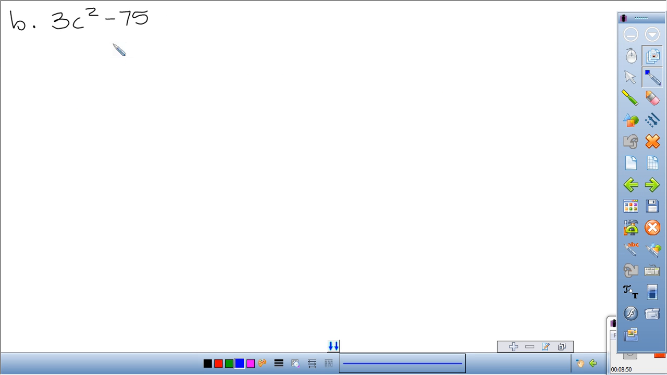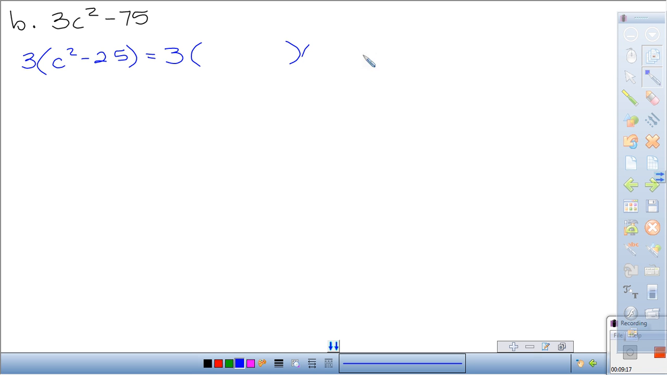Let's look at B. Again, we see with B, this is not the difference of two squares because 3 is not a perfect square and 75 is not a perfect square. But we can make it the difference of two squares by pulling out that common factor of 3. So I'm going to pull out a 3. 3 times c squared is 3c squared. 3 times negative 25 is negative 75. Now we have created the difference of two squares, and we can factor it using our rule. So I have 3 times, then my two binomials, one addition, one subtraction. The square root of the first term squared, c and c. And the square root of the last term, 5 and 5. And there's your answer.